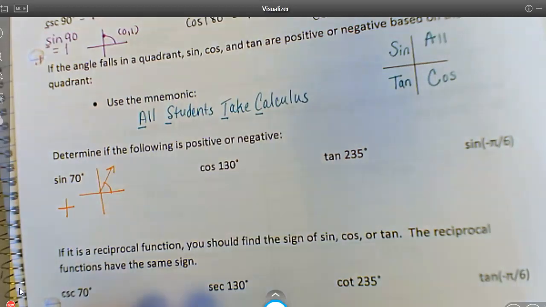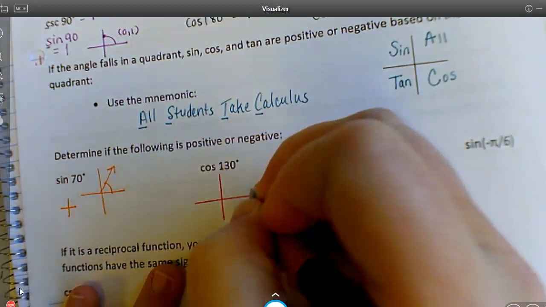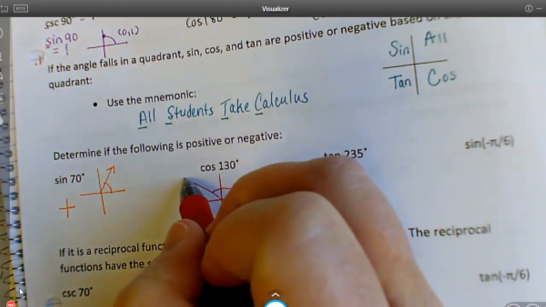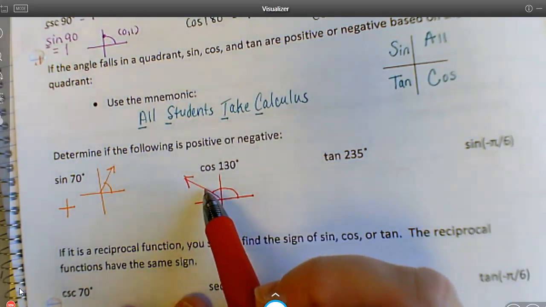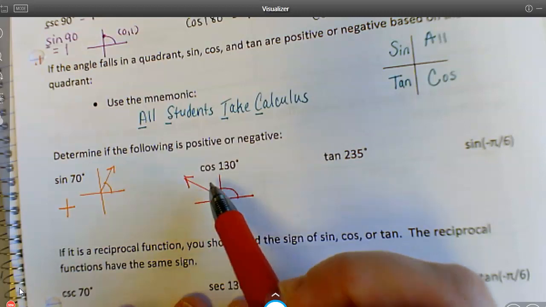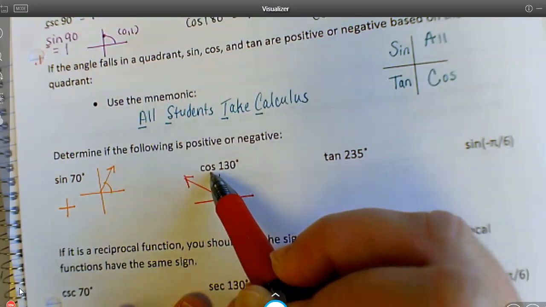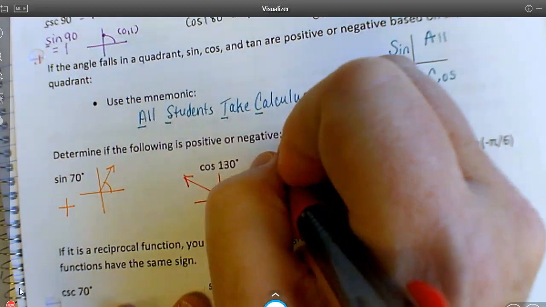Cosine of 130. Okay, 130 would be in the second quadrant. So this is where we would be talking about. Sine is positive in the second quadrant. So what about cosine? Negative.